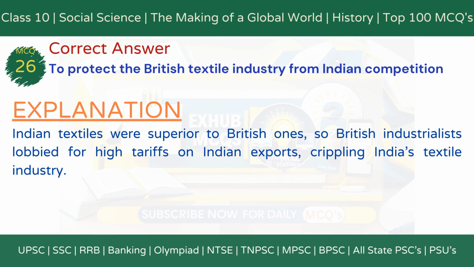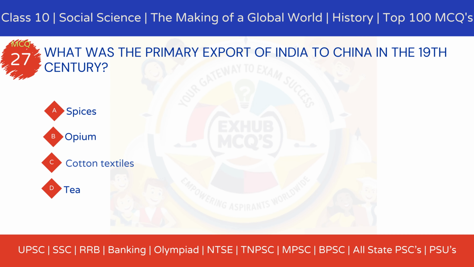The correct answer is option B. To protect the British textile industry from Indian competition. Explanation: Indian textiles were superior to British ones, so British industrialists lobbied for high tariffs on Indian exports, crippling India's textile industry. MCQ 27. What was the primary export of India to China in the 19th century?